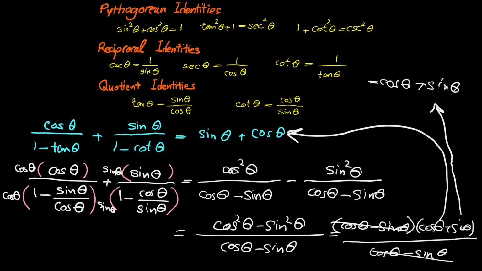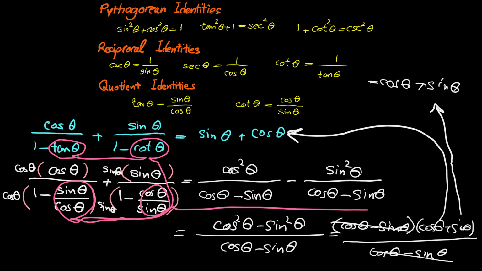You can try the other way, which is doing a common denominator between these two first, then writing the tangent and cotangent in terms of sine and cosine. You should be able to finish and prove this identity in that method as well. But I preferred to rewrite the tangent and cotangent first in terms of sine and cosine. Then I did the common denominator and I got to the other side.